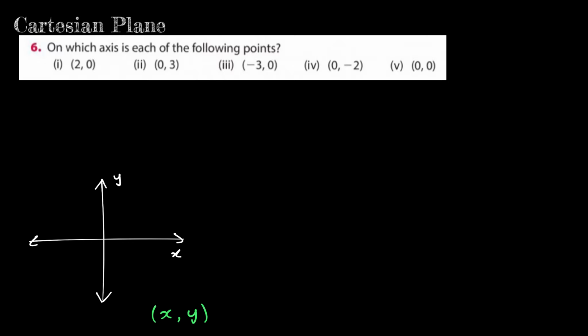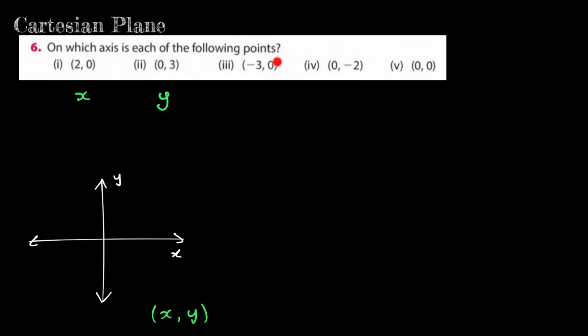So the very first one there will be 2, 0, right? So 2 on my x-axis. So I come across 2, and then I have to look at my y-axis. Do I go up or down? I'm going 0, so I'm staying there. So the first one is on the x-axis. The second one, 0, 3. So I go to 0 on my x-axis, and I go up 3. So that'll be around there. I can see that point falls on my y-axis. So my second answer there will be y.